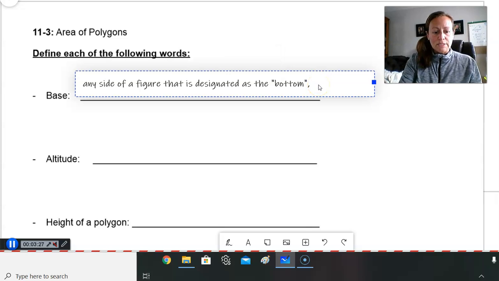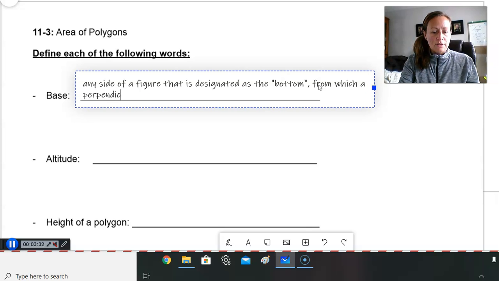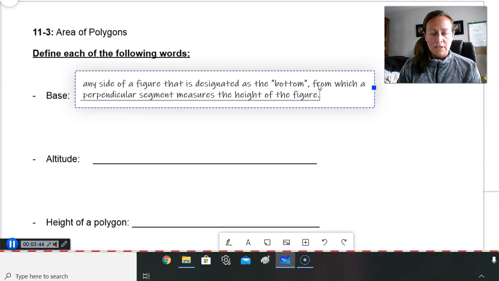The bottom is really a segment from which a perpendicular segment measures the height of the figure. That perpendicular segment would be called the altitude. Remember that from triangles? So whichever side you choose as the bottom, an altitude would be a segment perpendicular to that side that goes across the figure to the highest point on the other side and measures its height. Okay, so that's what we mean by base.